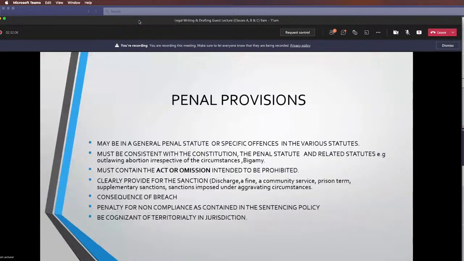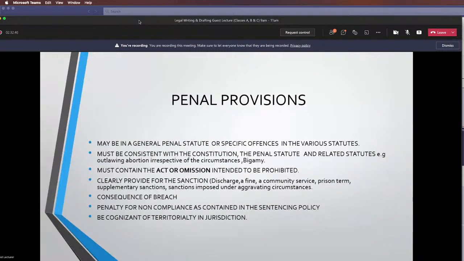Again, what you intend to prohibit must be very clearly contained in the act or the omission. I've mentioned that it must be very clear. Then again, clearly provide for the sanction. What sanction do you want? Is it a discharge, like Section 87 of the Criminal Procedure Code? Is it a fine that you want? Do you want somebody to be committed to community service? Is it a prison term? Do you have supplementary sanctions like what I've said, suspension? Do you have sanctions which are imposed under aggravating circumstances?